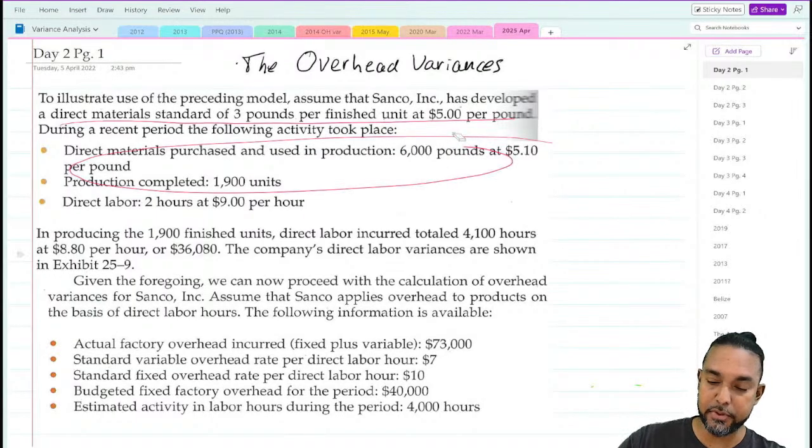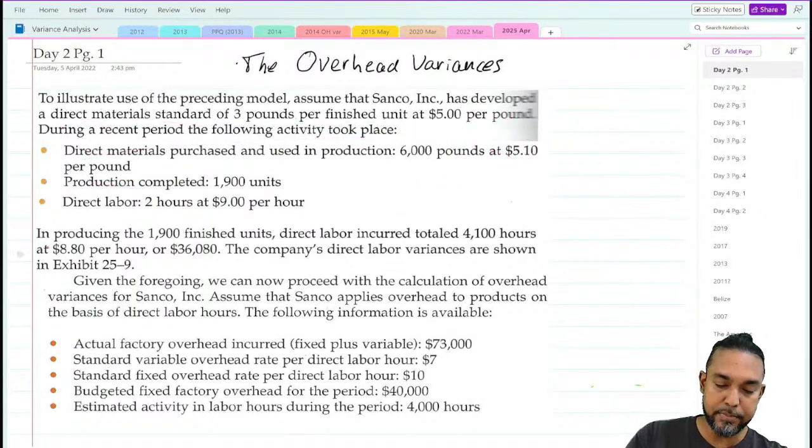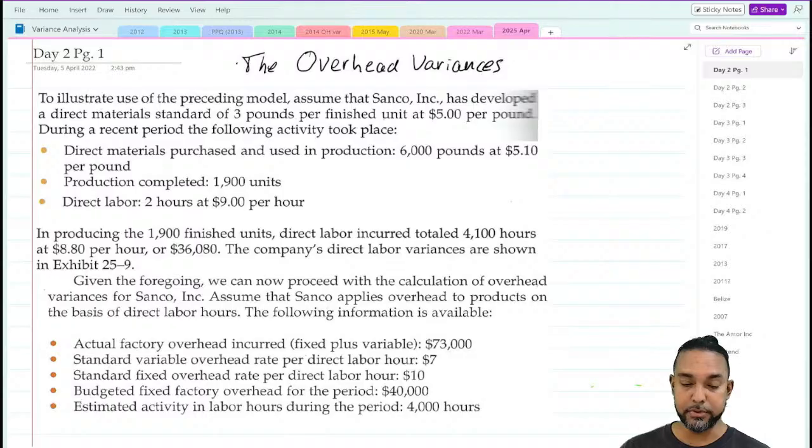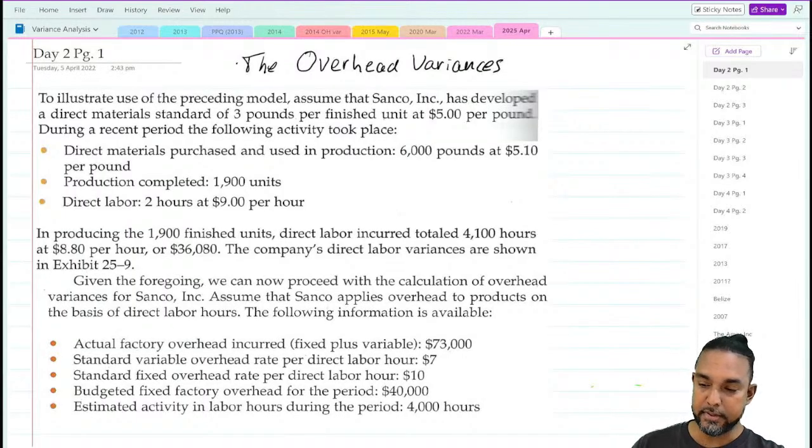And they also have the labor information. So in producing the 1,900 finished units, direct labor incurred totaled 4,100 hours at $8.80 per hour, or $36,080. The company's direct labor variances are shown. Well, we did that already too, last Saturday. So what we're going to do now is the overhead variances.